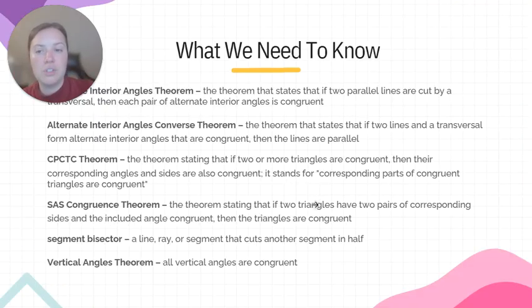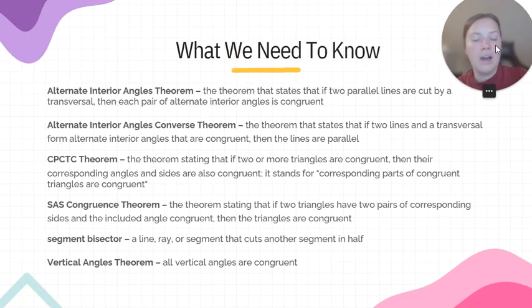Using diagonals. When we're talking about diagonals here, we need to understand the alternate interior angle theorem. If we have two parallel lines cut by a transversal, then alternate interior angles are congruent. The converse of that is that if we have two lines that are cut by a transversal and the alternate interior angles are congruent, then the lines are parallel. Those are the converse of each other.